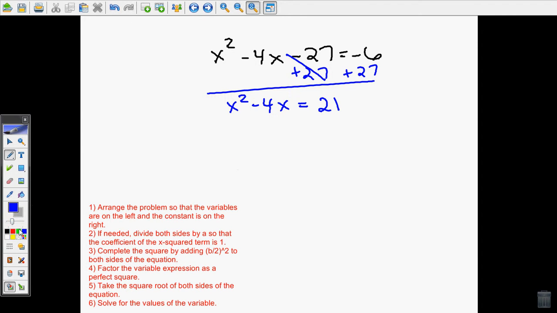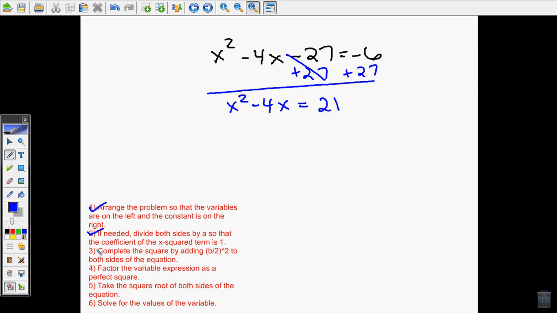Then I am going to divide both sides by a so that the coefficient of the x squared term is 1. Well, that's already the case here. There's already a 1 here, so I don't need to do that part. Now, you're not always going to have to do that, and I will give you an example where you will have to in a second.